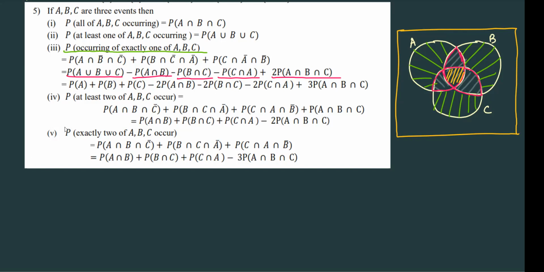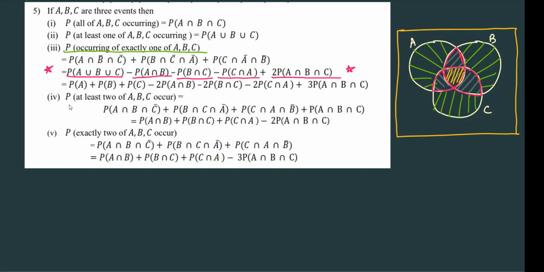Okay. And then apply this P of A union B union C formula, we get this. And simplify, you get this. But this step is the crucial one, what I've explained. The next step is just applying the basic addition theorem of probability.